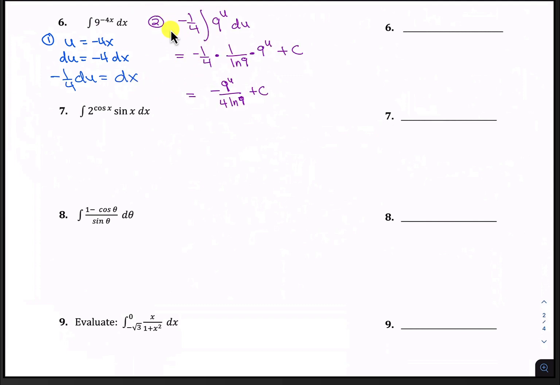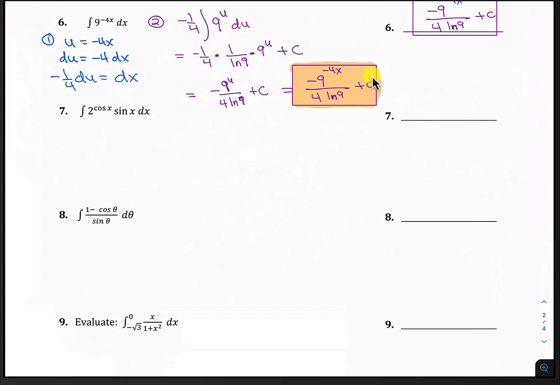In this section, we're rewriting the integral, pulling the negative 1/4 out in front, and that's going to be negative 1/4 times the integral of 9 raised to the u du. Now we know the integral of 9 to the u is 1 over ln 9 times 9 to the u. And then we multiply that by the negative 1/4 in front and add our constant. Bringing this all together, it's going to be negative 9 raised to the u over 4 natural log 9 plus the constant.